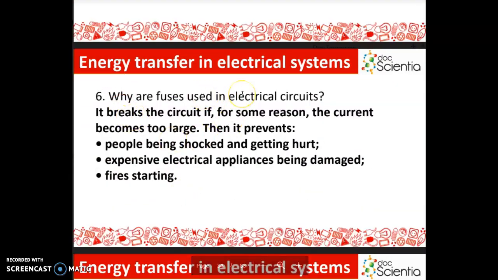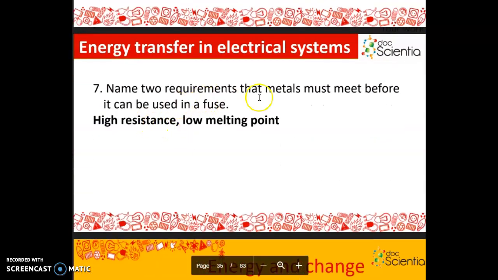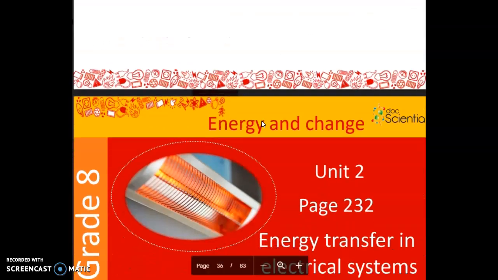Number 6. Why are fuses used in electrical circuits? I actually just mentioned that. So if it breaks the circuit, if for some reason the current becomes too large, then it prevents people from being shocked and getting hurt, or expensive electrical appliances being damaged, or fires, which is the most important thing for it to stop. Number 7. Name 2 requirements that metals must meet before it can be used as a fuse. And that's an interesting one. A high resistance and a low melting point.